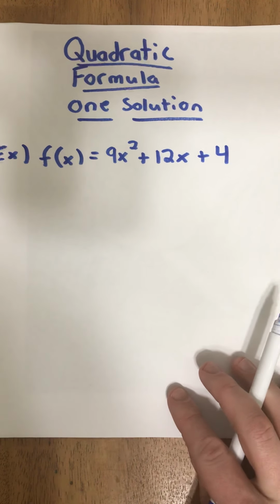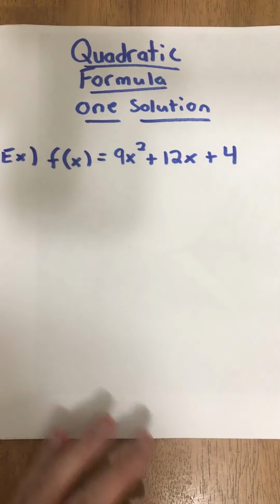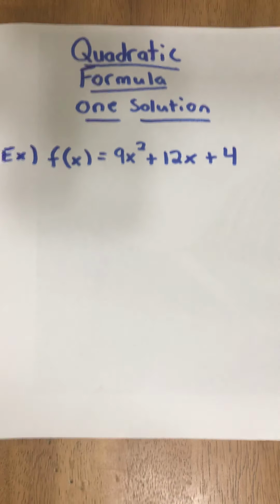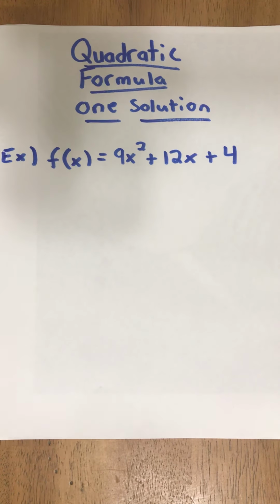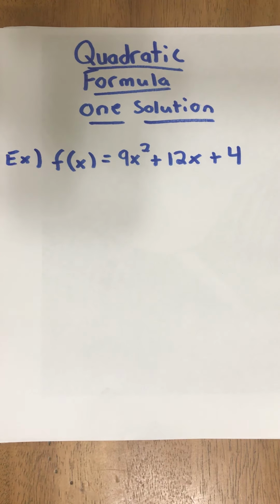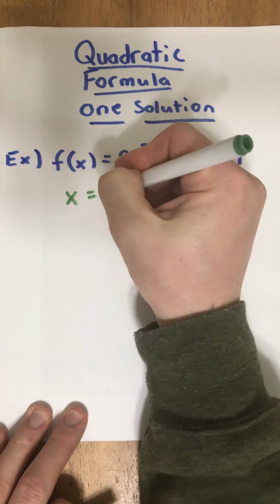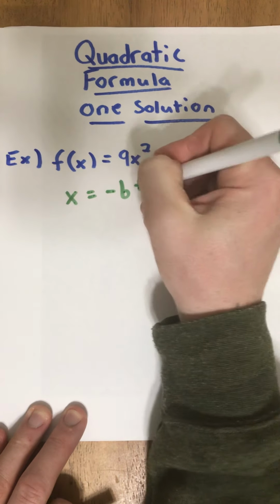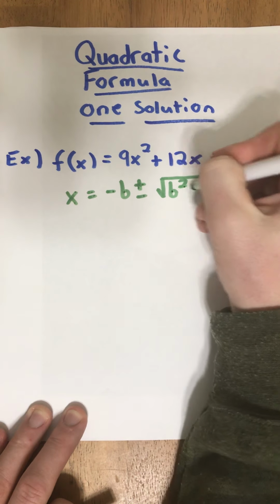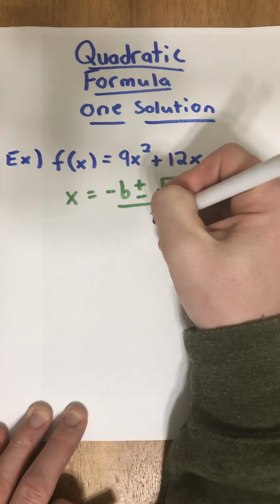All right, so first example, we have f of x equals 9x squared plus 12x plus 4. This looks a lot like all the other problems that we've seen in this unit. And so we're going to use our quadratic formula to solve this just like we did the previous ones. So our quadratic formula, x equals negative b plus or minus the square root of b squared minus 4ac divided by 2a.